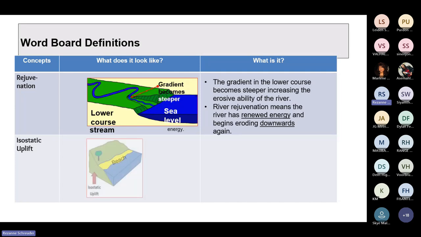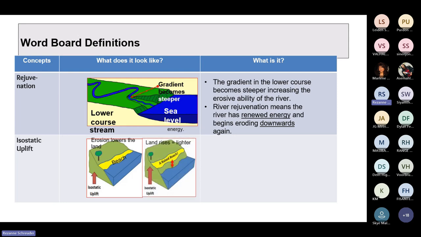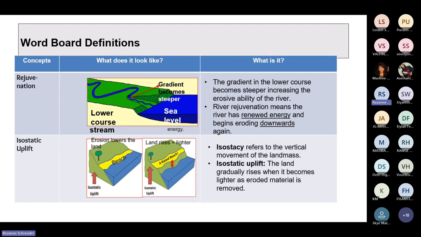Then very important is the next concept, isostatic uplift. Erosion will lower the land, and then you will have your isostatic uplift where you will have a raised beach. So let's have a look. Isostasy refers to the vertical movement of the landmass. You can see that red arrow points upwards vertically. Therefore, isostatic uplift, the land gradually rises when it becomes lighter as eroded material is removed.